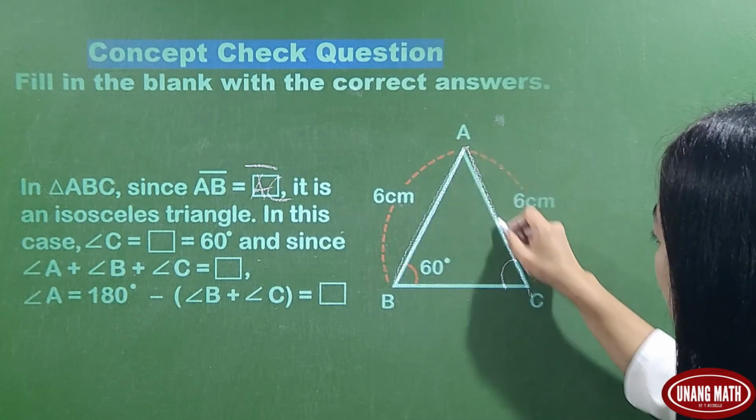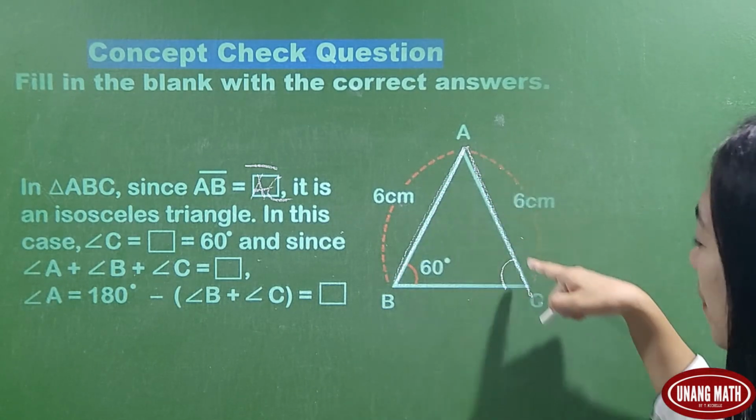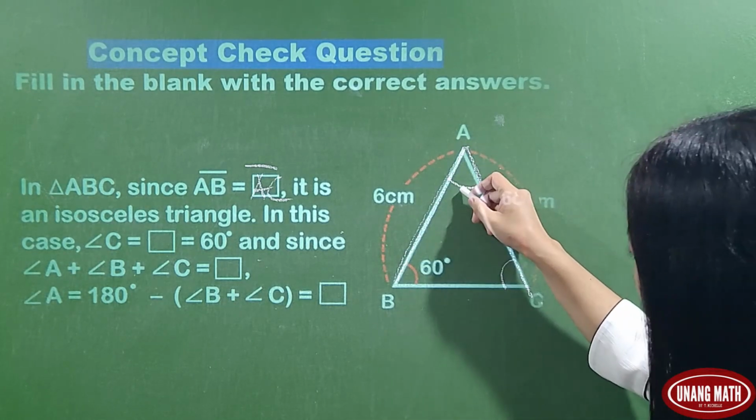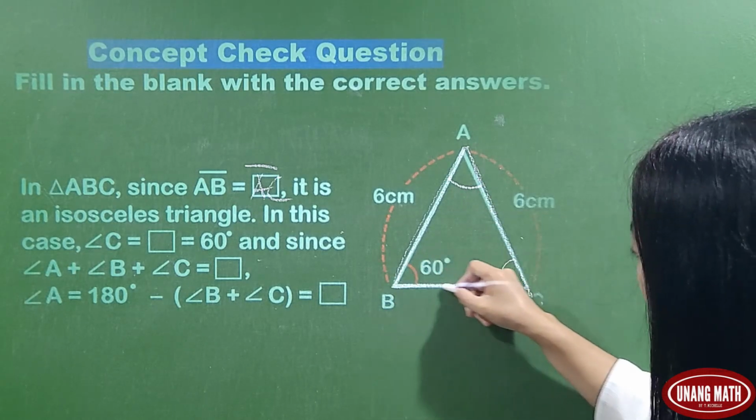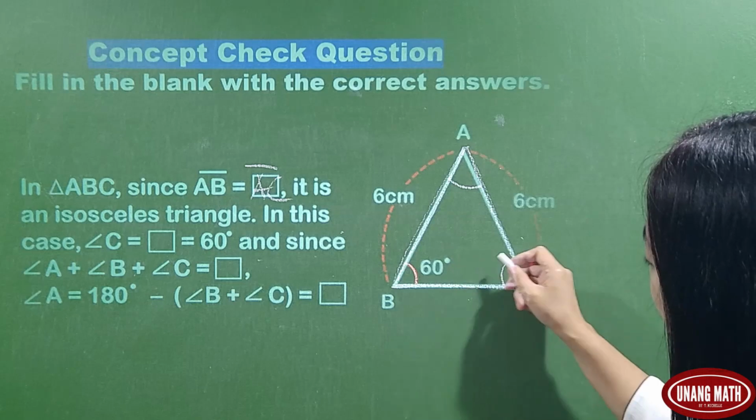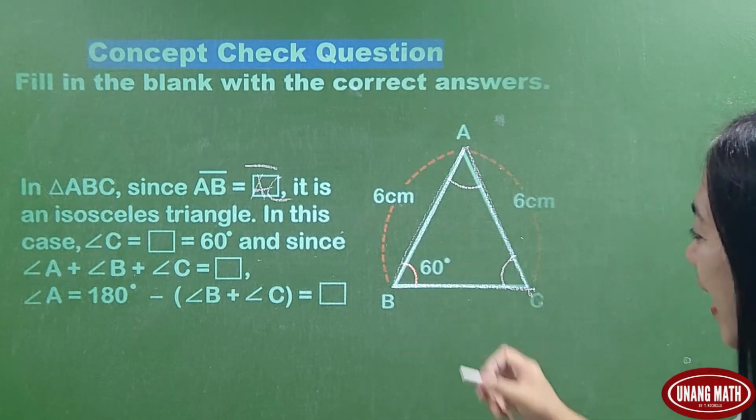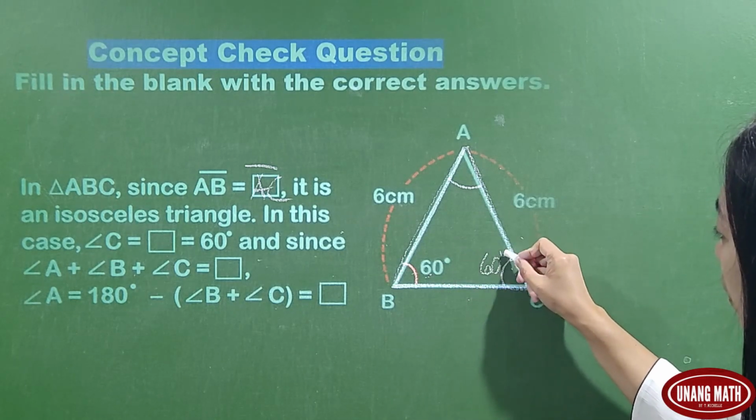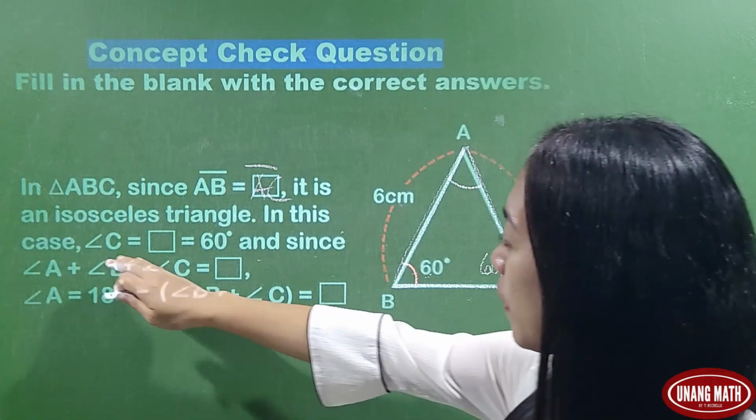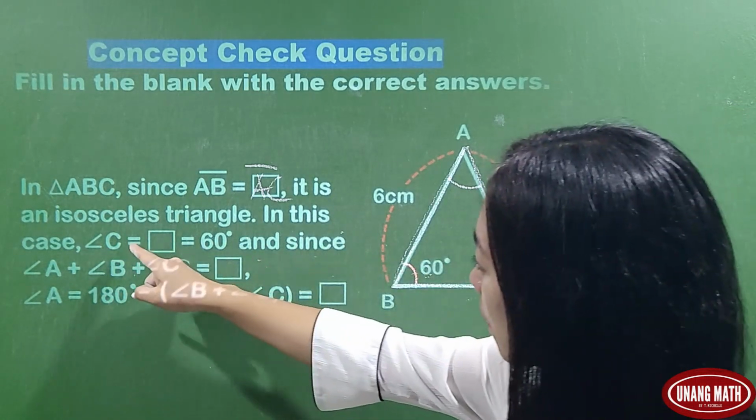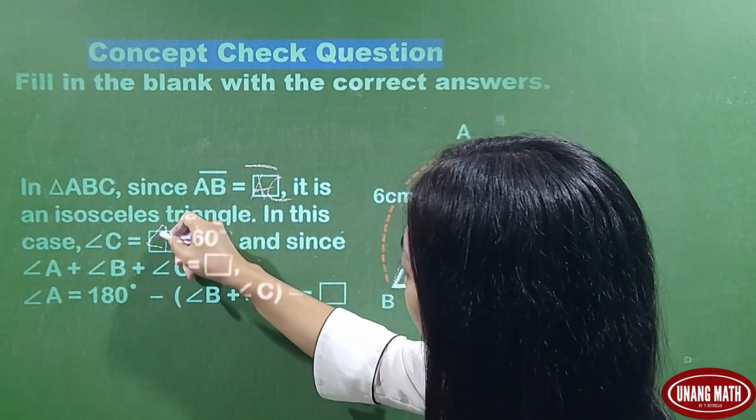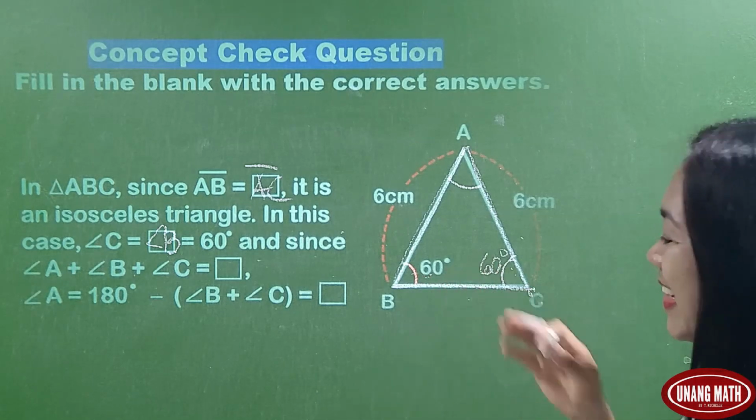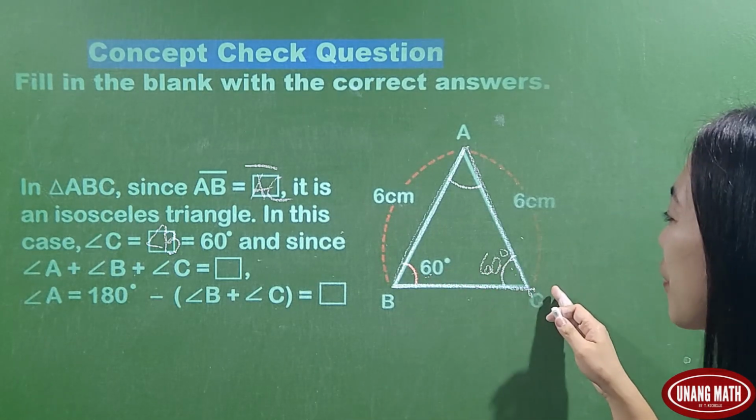Okay, if these two sides are equal or same measure, then that means this is our vertex angle. Opposite the vertex angle is the base. So segment BC is our base, and the two adjacent angles are our base angles, and these are equal. So if this is 60 degrees, this is also 60 degrees. So if angle C is equal to angle B, then these angles are 60 degrees or same measure.